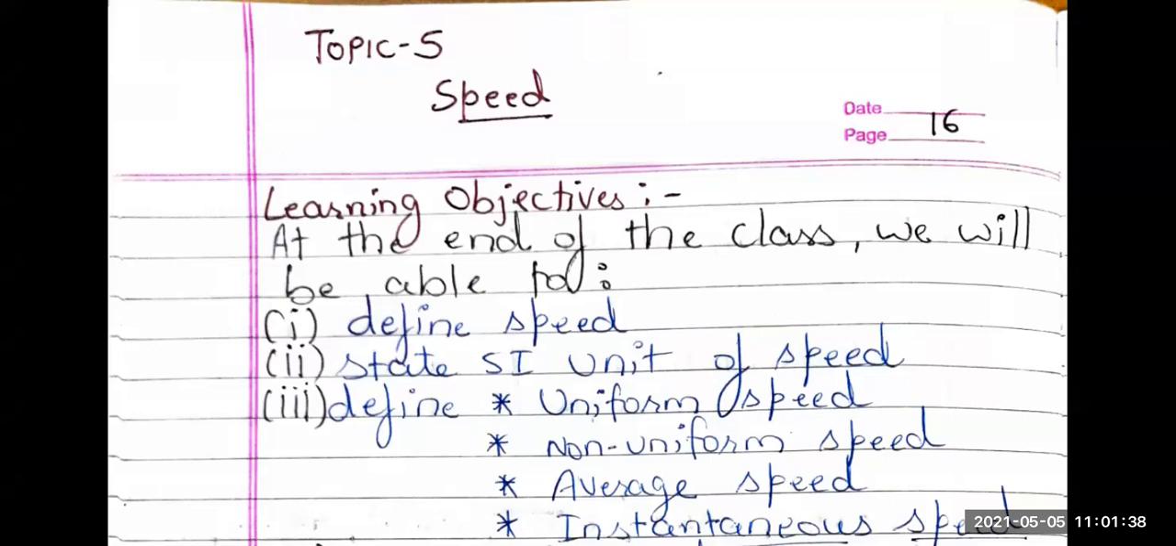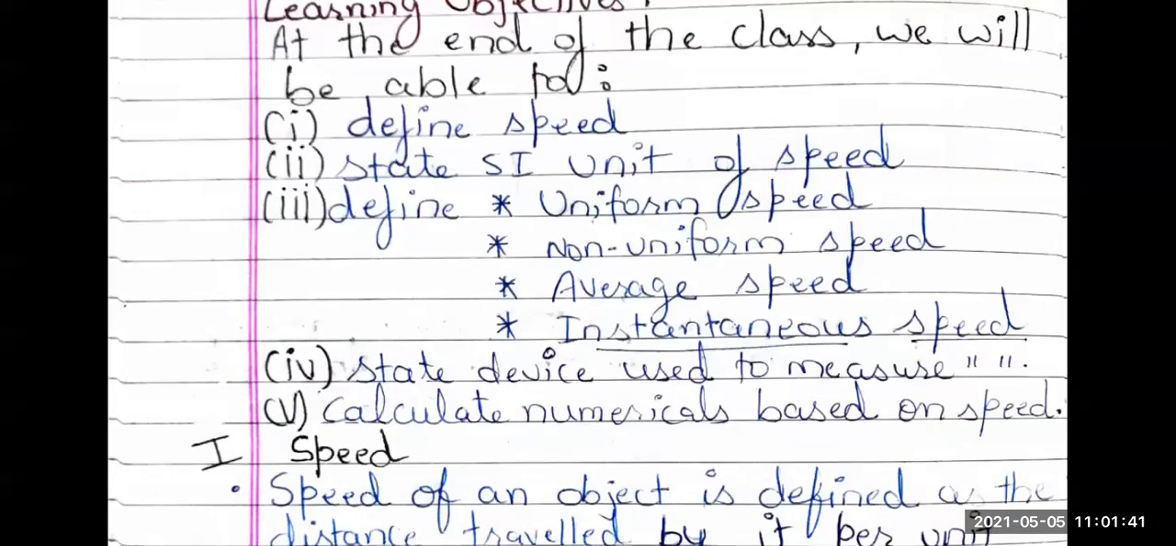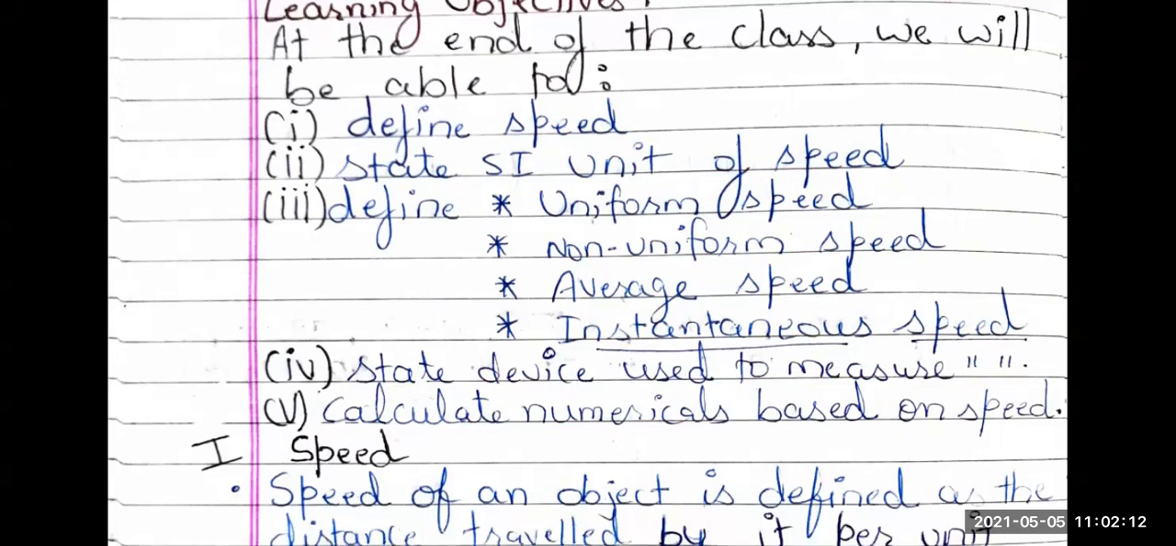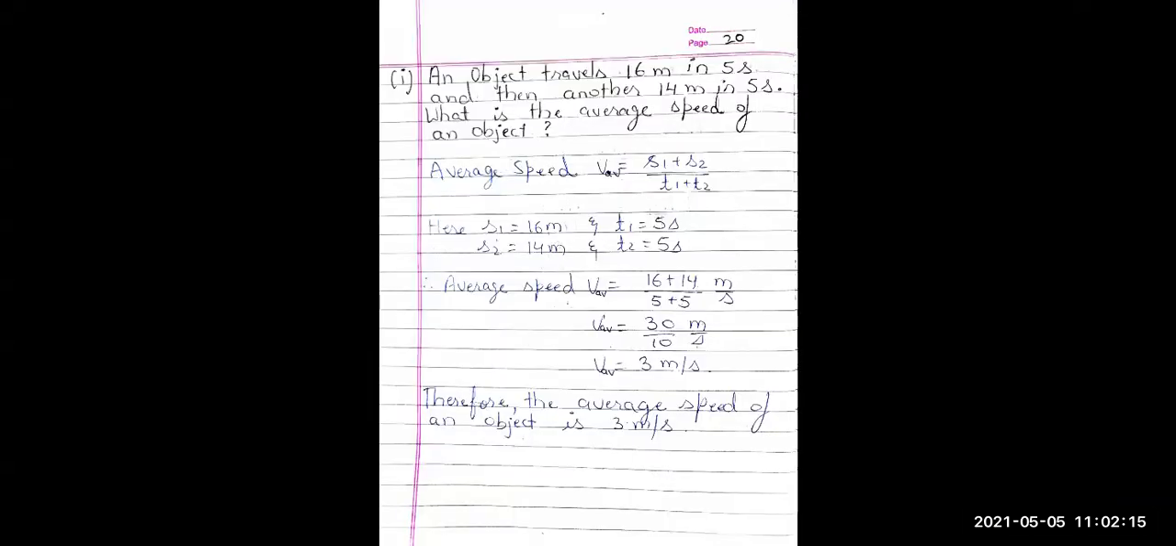So, children, we will learn defining speed. We will see the SI unit of speed. Speed has been divided into various categories, so we will see about uniform speed, non-uniform speed, the average speed, and the instantaneous speed. We will see the device which is used to measure the speed, and then we will solve some numericals based on the speed. So let's start our class with the first topic in it, that is speed.